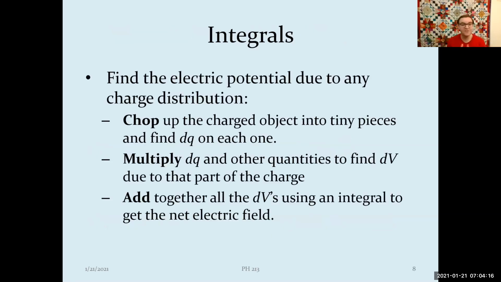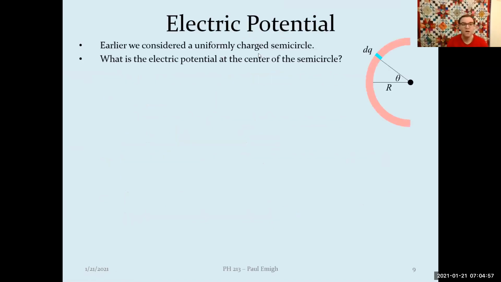And I'm going to use the same strategy we used to find the electric field due to a continuous charge distribution. I'm going to chop, multiply, and add. I'm going to chop up my object into little pieces and find dq on each one. I'm going to multiply dq and r and k and anything else I need to figure out the dV due to that part of the charge. And then I'm going to add together all of those little elements of electric potential using an integral to get the net, and my slides are wrong, net electric potential. So that is the strategy that we're going to use. I'm going to go ahead and show you an example here.